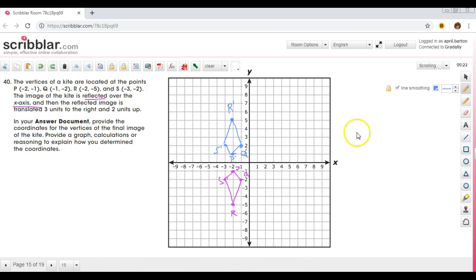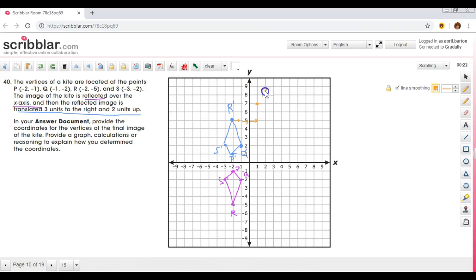So then the reflected image is translated 3 units to the right and 2 units up. Translation is just a slide. It's basically just counting. So we're going to do point by point again, but this time we're going to go 3 units right. So I'm going to start at point R this time. We're going to go 1, 2. When you hit the y-axis, that is a counting of a space. So 1 space, 2 spaces, 3 spaces. And then 2 units up, 1, 2 up, takes us here.